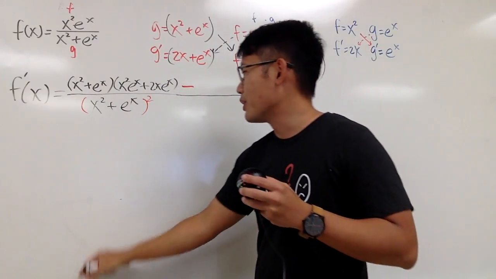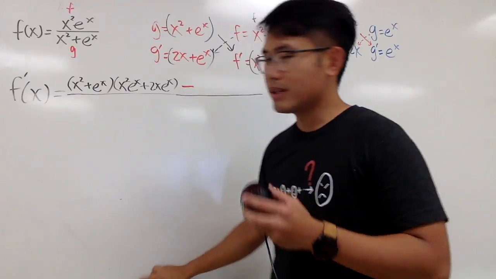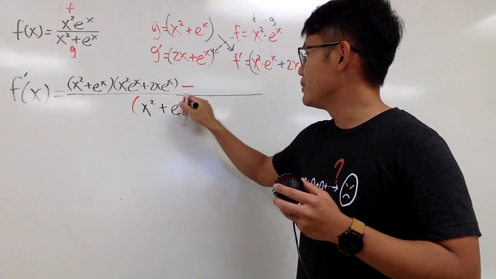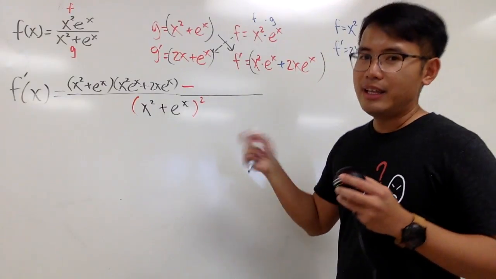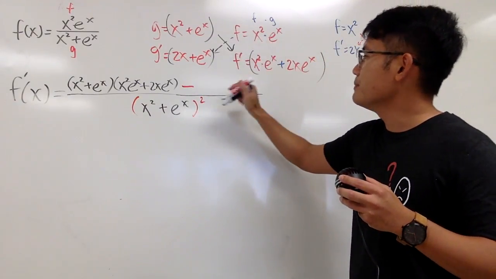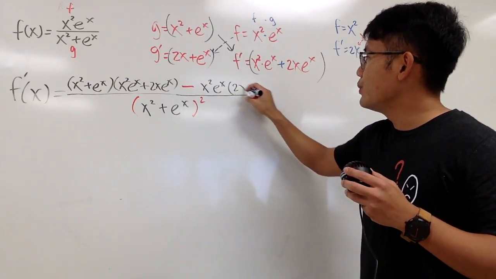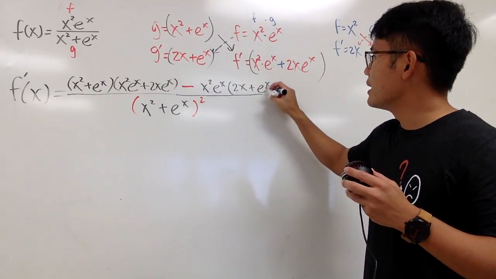And perhaps I'll put this one slightly toward the center so that it looks nicer. Parentheses, x squared plus e to the x, and then square. Anyway, we put this down, x squared e to the x times that, 2x plus e to the x, right?